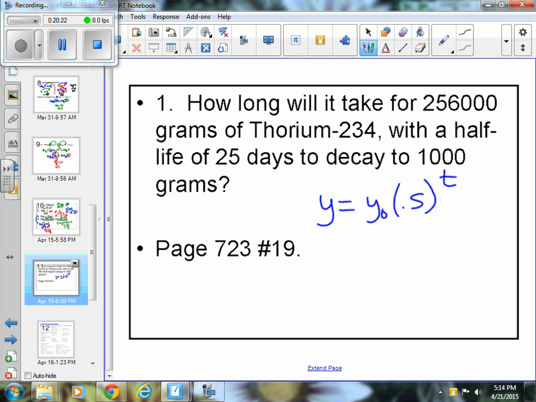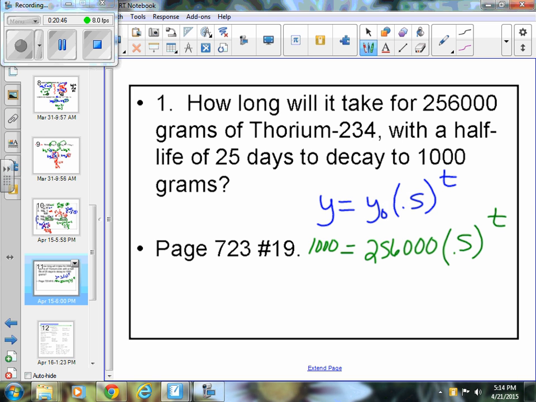All right, so let's take a look at this one. It says, how long will it take for those initial amount of grams, so 256,000 grams, with a half-life of 25 days to decay down to 1,000 grams. So your final amount is only 1,000. Okay, well, let's see if we can figure out what this is going to look like here. And this is to the t power.